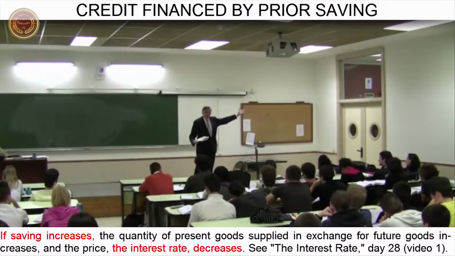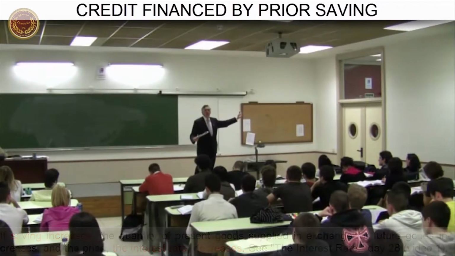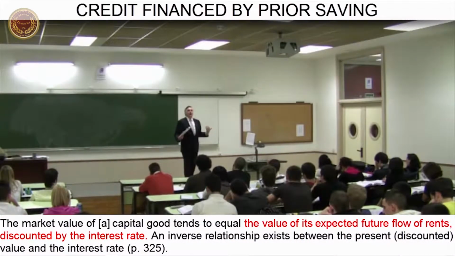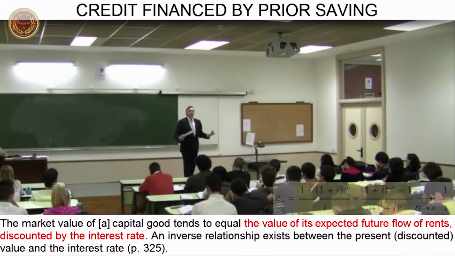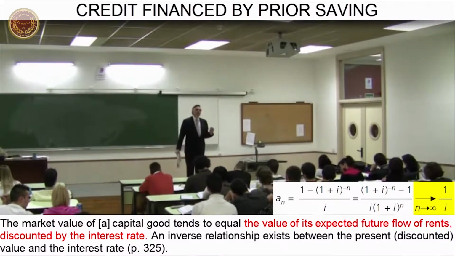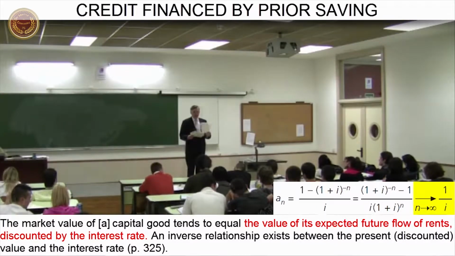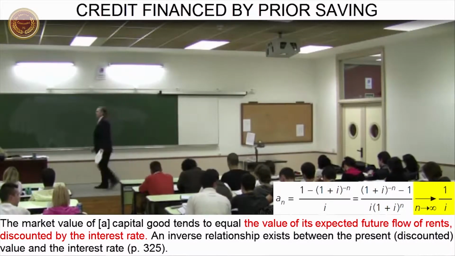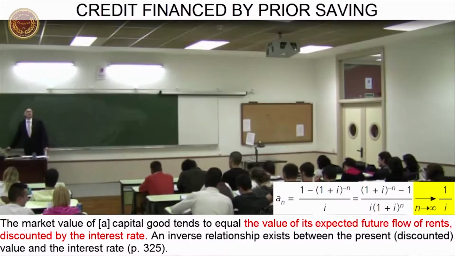In other words, the rise in saving causes a drop in interest rates, and the interest rate is a price which is used to calculate the value at market prices of capital goods. Take a look at the financial mathematics formula. I am going to give you a simpler one. Let us imagine a very durable capital good, even one that will last almost indefinitely. For example, an apartment. An apartment is a capital good.